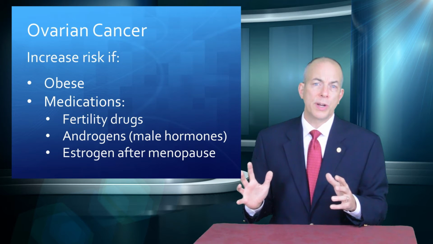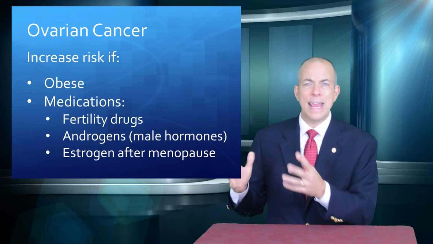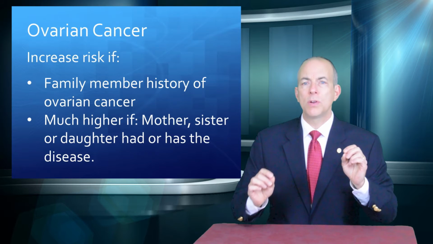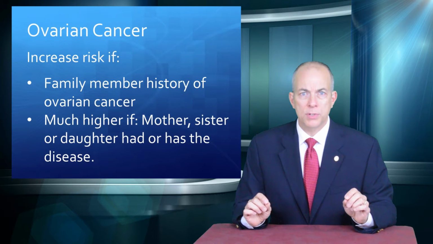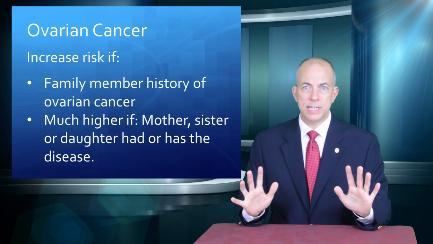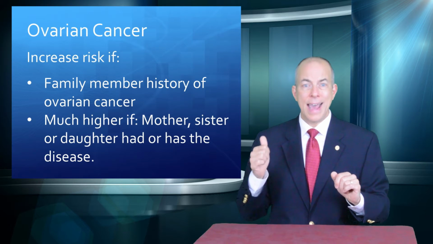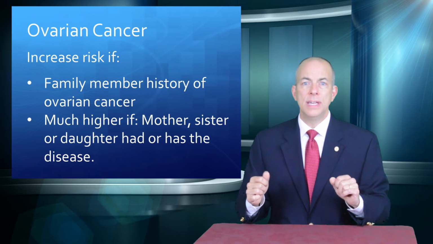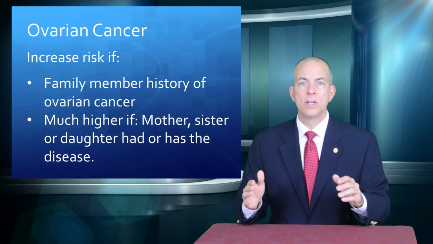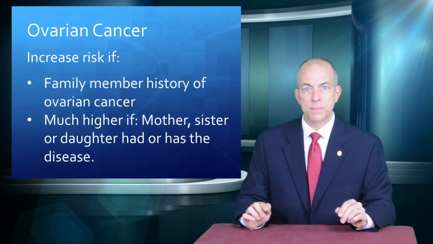Increased risks are associated with being obese, taking medications such as fertility drugs, androgens, which are male hormones, and estrogen after menopause. Having one or more family members with ovarian cancer dramatically increases a woman's risk of developing the disease. The risk goes up even if someone on your father's side has or had ovarian cancer. If a mother, sister, or daughter has or had ovarian cancer, you want to pay special attention to how you feel and be on guard for the symptoms.